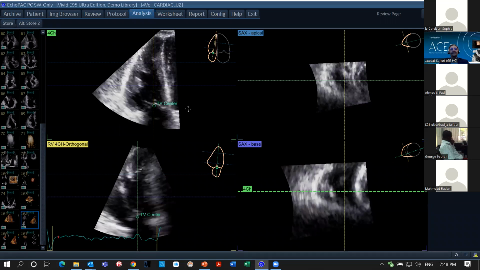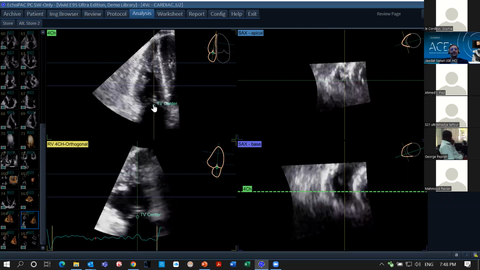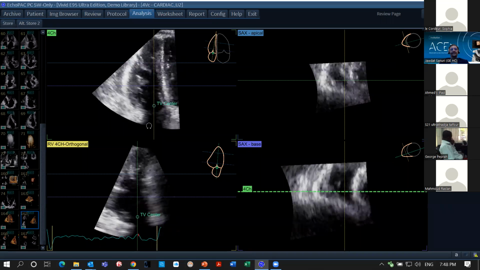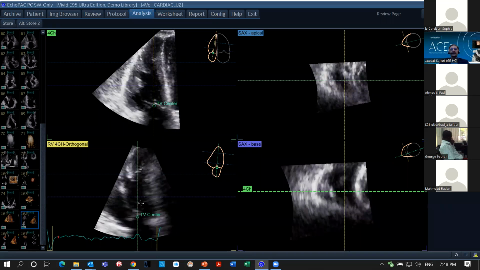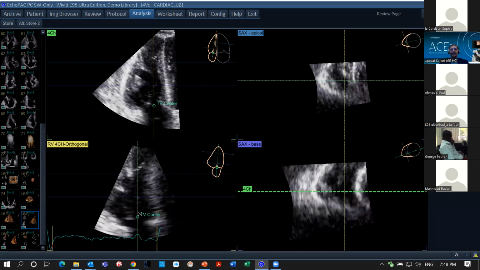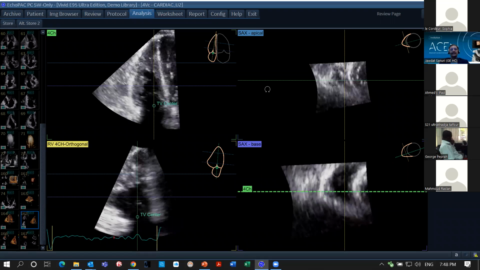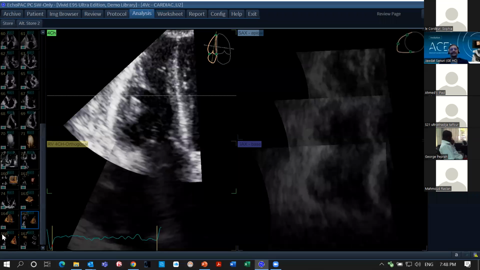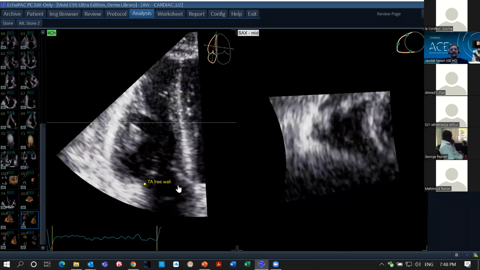So here you can see the landmarks. Simply, I need to place a point in the middle of the tricuspid valve from this 4-chamber view, and this image, which is 90 degrees perpendicular to it. And then I need to set landmarks for the free wall tricuspid annulus insertion, septal insertion, as well as the RV apex, which is here.